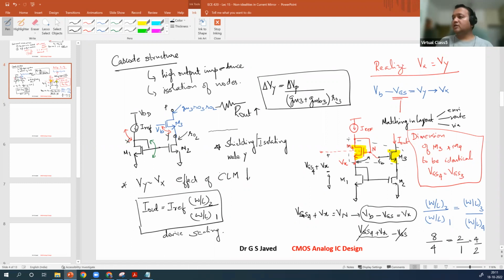So only when this happens, you will get VGS4 equal to VGS3. And when you get VGS4 equal to VGS3, then you will get Vx equal to Vy. So this is the current mirror impact when you have this.